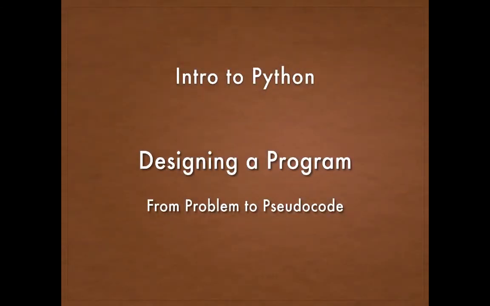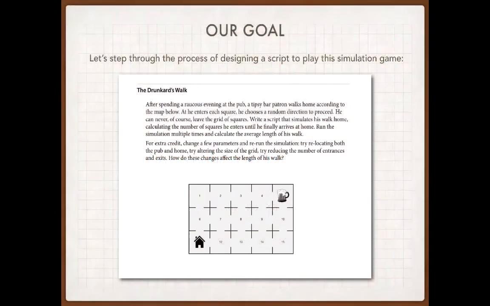Let's take a look at the little simulation game that we're going to be working with today. So we've got a raucous evening at the pub, and one of the tipsy bar patrons is going to walk home, and here down below is the map that he's going to use. So he starts at the pub, which is in the upper right hand corner, and as you can see, as he enters every square, he has a possibility to go to a different square. So he can choose a random direction when he gets in the square.